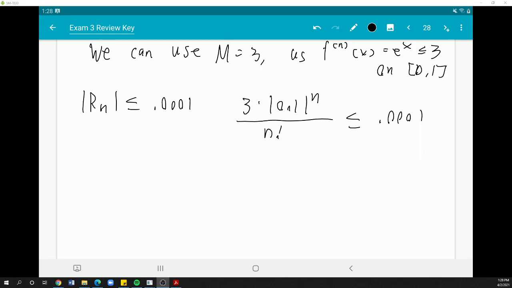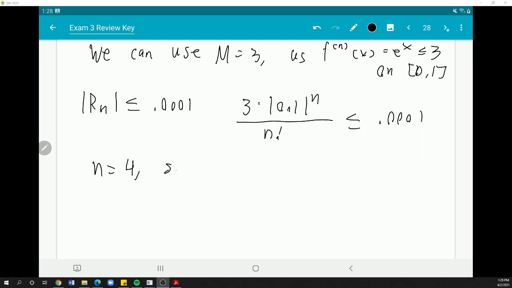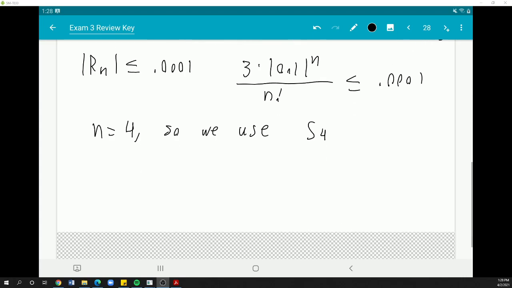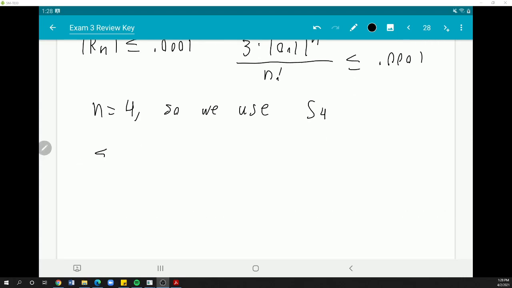So if we look, the least n where this works is n equals 4. So we use S4. So we plug in the first 5 terms because there's a 0 term there. So we use the sum n equals 0 to 4 of x to the n over n factorial. We're going to plug 0.1 into this. So this is x to the 0 over 0 factorial. We haven't plugged in yet.